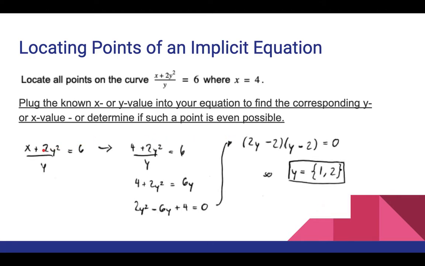So x plus 2y squared equals 6 divided by y. We plug in x equals 4, so we get 4 plus 2y squared divided by y equals 6. Solving the resulting equation gives us 4 plus 2y squared equals 6y. We move this over to get 2y squared minus 6y plus 4, which we can factor into 2y minus 2 times y minus 2 equals 0. So we see that when x equals 4, the corresponding y coordinates are y equals 1 and 2. So x equals 4, y equals 1, and x equals 4, y equals 2 are both points on our implicit equation.